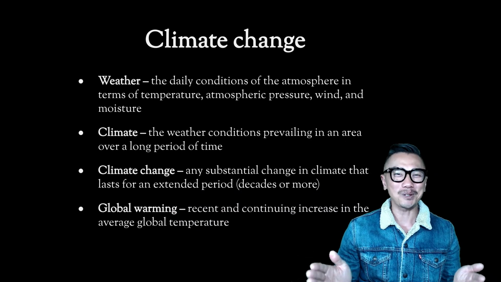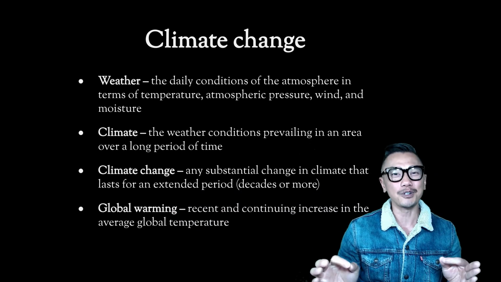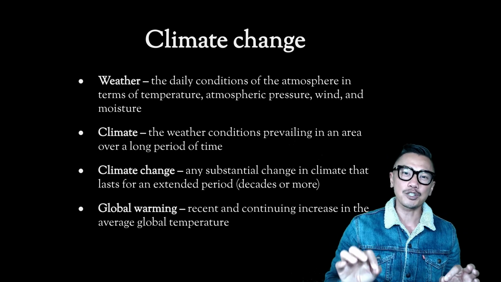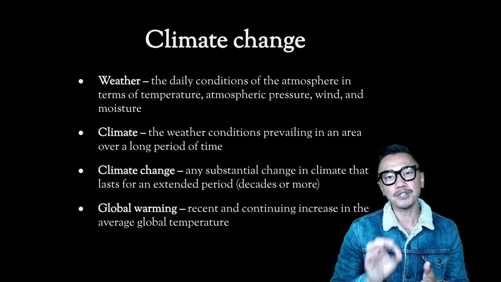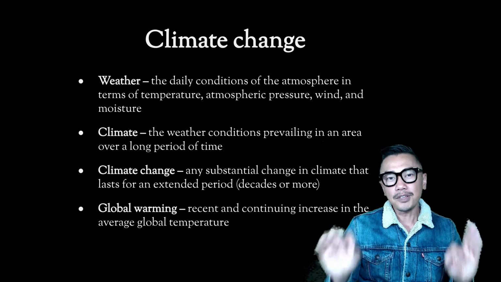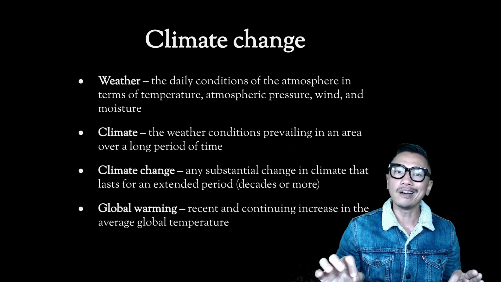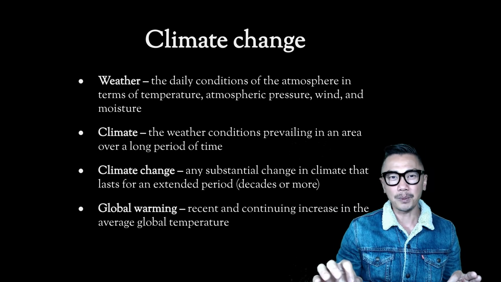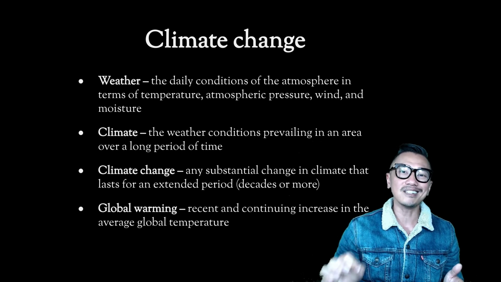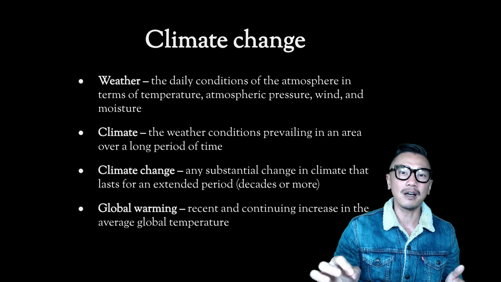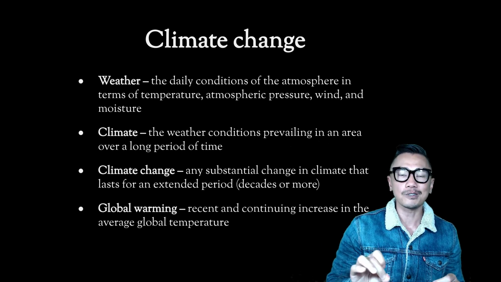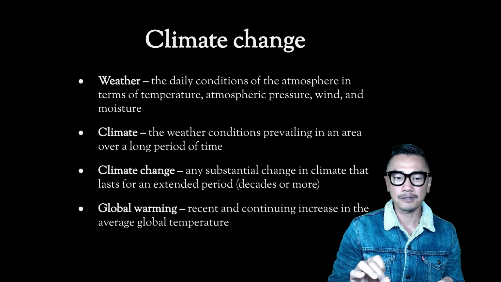In a discussion about climate change, we should start with the difference between weather and climate. Weather refers to the day-to-day conditions of the atmosphere in terms of temperature, air pressure, wind, and moisture. Think of a weather report you might find online, in the news, or in the newspaper. Climate refers to the weather conditions prevailing in an area over a long period of time. When we say a long period of time, we're talking about years, if not decades or centuries.